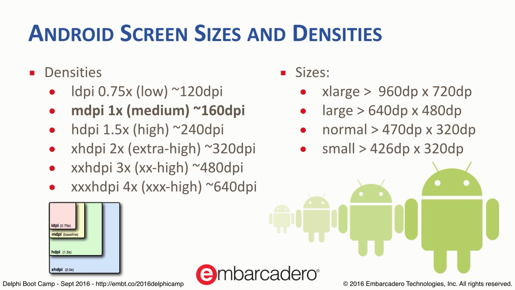On Android it's more complicated. It has low DPI, medium DPI, which is the standard, high DPI, and then extra high DPI, and it also has different screen sizes. So medium DPI is considered the baseline. It's 1x. And then high DPI is 1.5, and extra high DPI is 2 times the density of the medium DPI.